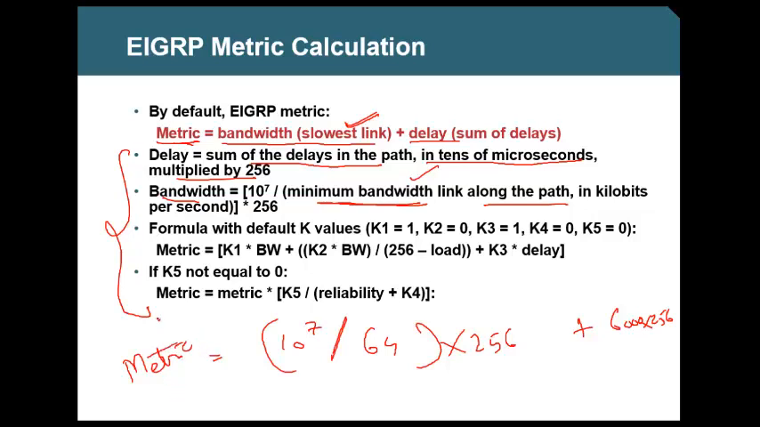I told you K1 and K3 are considered. All the rest are zeros. They are multiplied by 0. It's of no use. So instead of knowing this formula, you need to know only this. This is enough. That's why they have put it in red color.